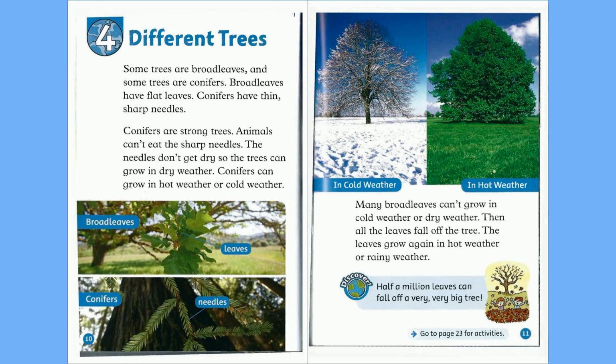Many broadleaves don't grow in cold weather or dry weather. Then all the leaves fall off the tree. The leaves grow again in hot weather or rainy weather. 500,000 leaves can fall off a very, very big tree.